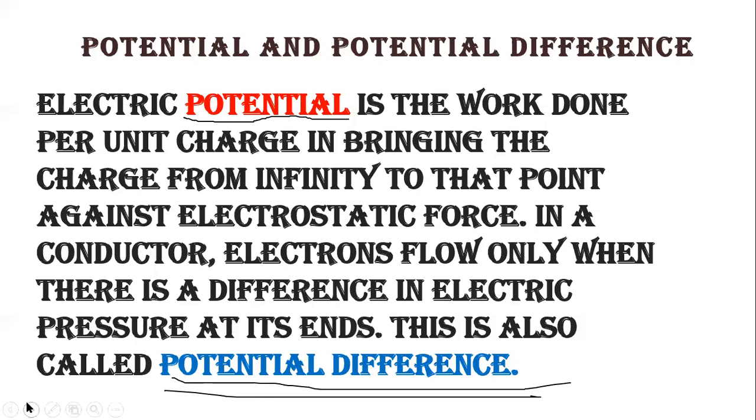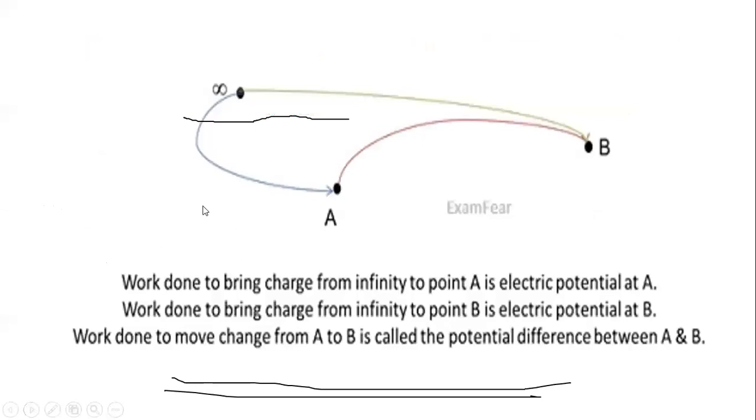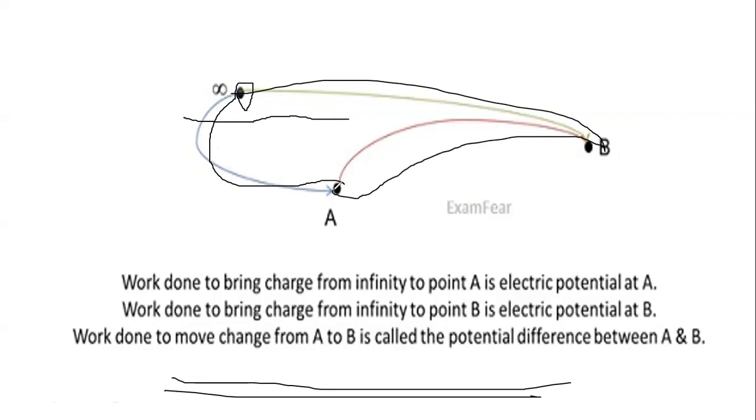What is the next part? Work done to bring a charge from infinity to point A is the electrical potential at A. Work done to bring a charge from infinity to point B is the electrical potential at B. Work done to move a charge from A to B is called the potential difference between A and B. Here you can see the points infinity to A, infinity to B, and A to B. It is the potential difference. Is it clear?